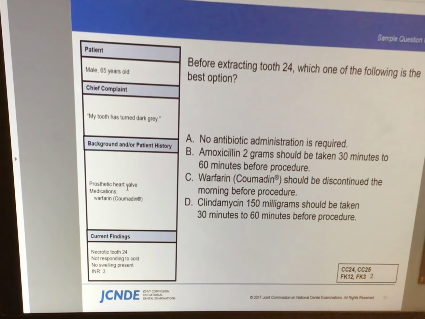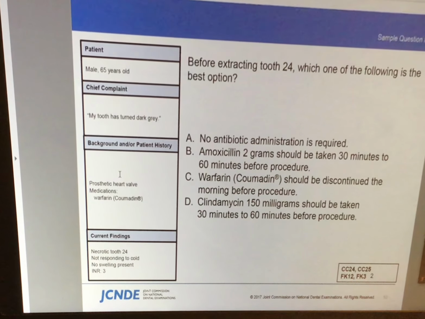So every time someone asks you for pre-medication, you have to say amoxicillin 2 grams, 30 minutes to 60 minutes before the extraction. If you say amoxicillin, that doesn't say anything, because you can say 500 milligrams, 100 milligrams, and those are not the correct dosage for the pre-medication. Okay, what would be the alternative in case someone has an allergy to penicillin? So the alternative is clindamycin 600 milligrams, 30 minutes to 60 minutes before the procedure.